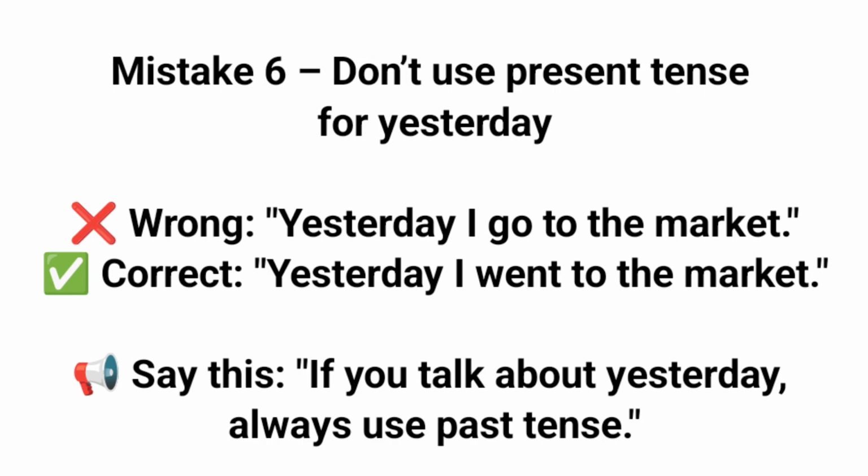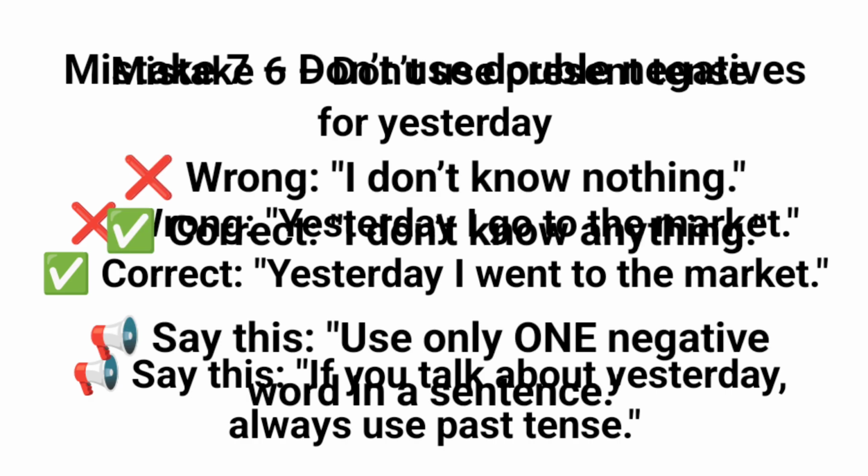Mistake 6. Don't use present tense for yesterday. Wrong, yesterday I go to the market. Correct, yesterday I went to the market. Say this, if you talk about yesterday always use past tense.